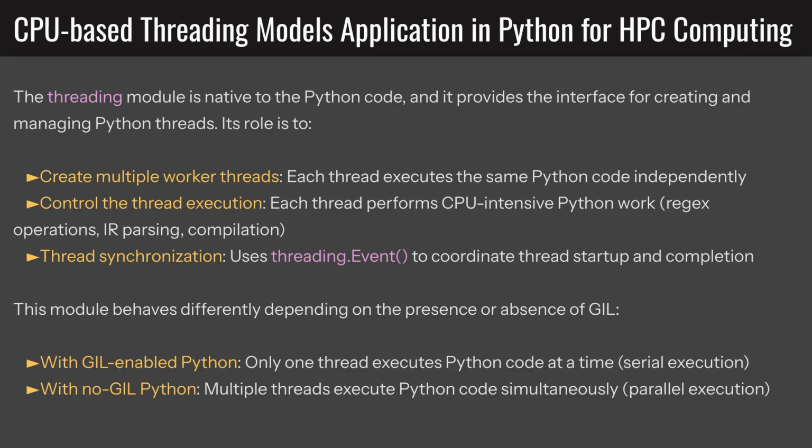This module behaves differently depending on the presence or absence of GIL. With GIL-enabled Python, only one thread executes Python code at a time, which implies serial execution. With no-GIL Python, multiple threads execute Python code simultaneously, and that is parallel execution.